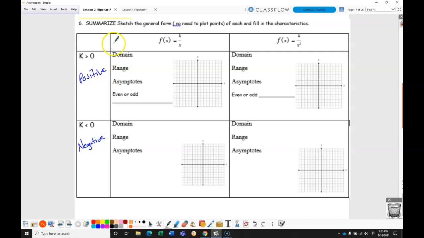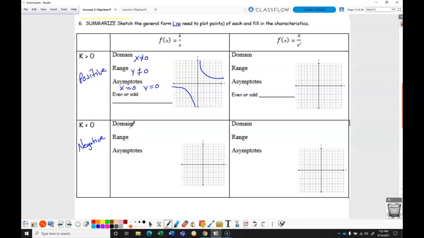All right, so what this graph looked like, and I'll help you with the sketches of them, is it was in this quadrant, and it was in this quadrant, okay? So the domain was everything except for 0, so x does not equal 0, and the range was everything but 0. The asymptotes were the two axes, so x equals 0 is the y-axis, and y equals 0 is the x-axis.